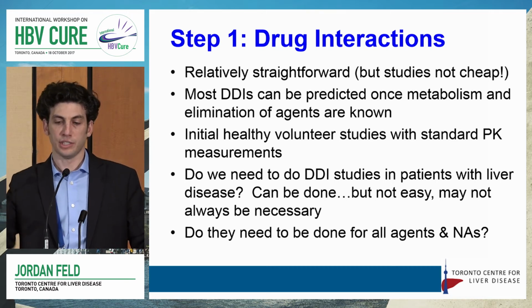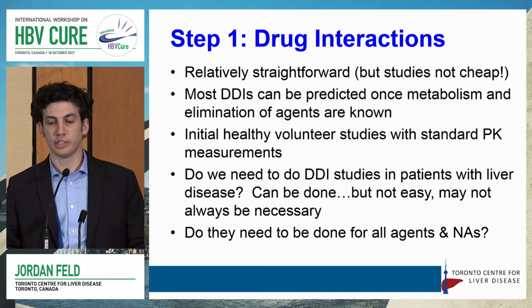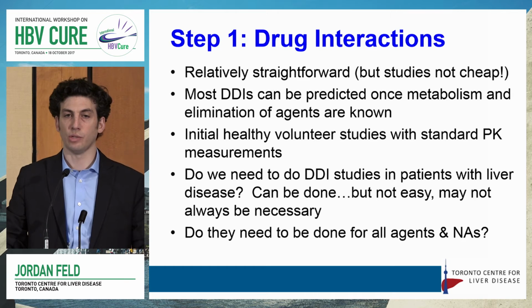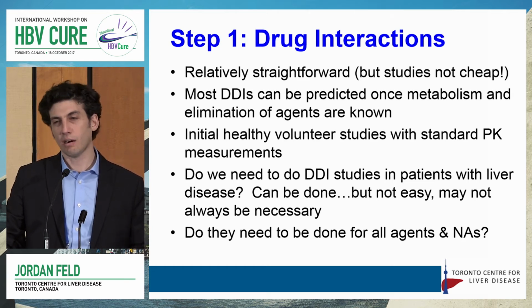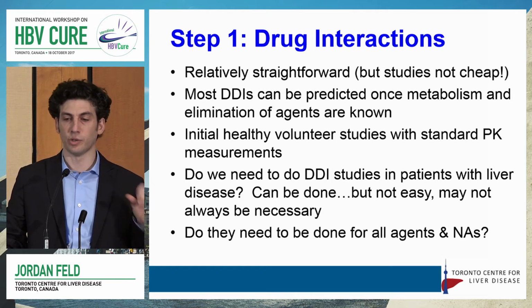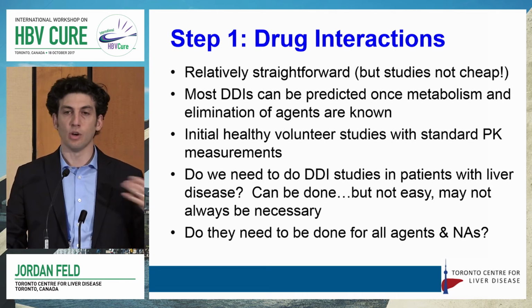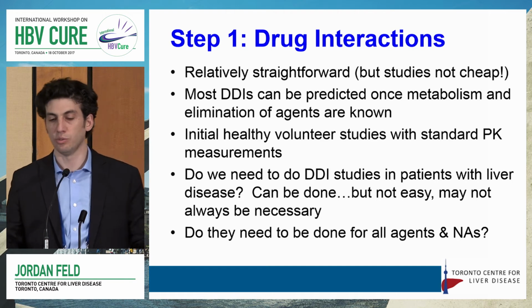But fortunately, drug interactions can be largely predicted if you know the metabolism of the drug and the elimination of the agent. You start with initial healthy volunteer studies with standard PK measurements, and then you go on to evaluate whether or not this has an effect when you study it in patients with liver disease. So this can be done, but it's not always easy, and arguably it may not always be necessary to look at every single combination of drug interactions if there's nothing predicted. For example, for a lot of the nukes, there's really no anticipated interaction with most of the agents in development, so maybe you don't need to do these drug interaction studies.